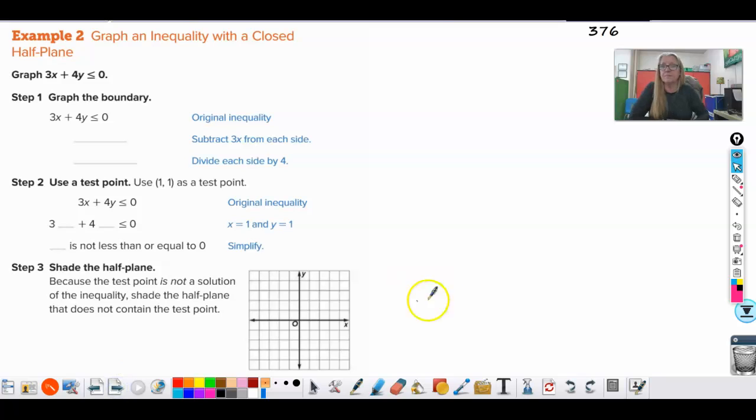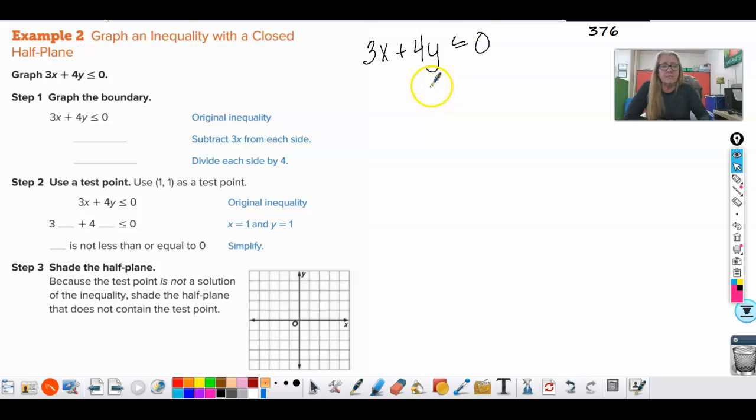All right. So here, sometimes you're going to get them where they're not in slope-intercept form. This one happens to be written in standard form. You want to get this into slope-intercept form first. So we have 3x plus 4y is less than or equal to 0.